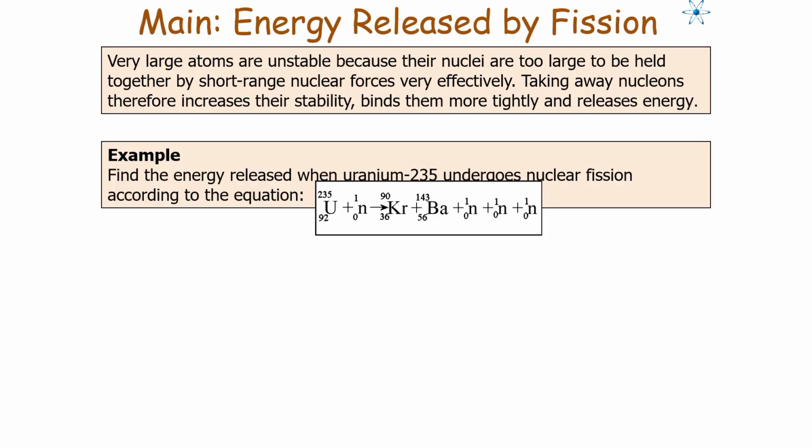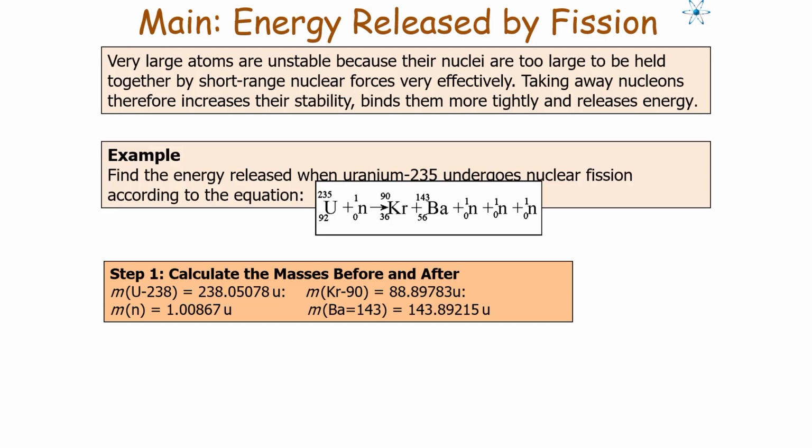So very large atoms are unstable because their nuclei are too large to be held together by the short-range strong nuclear forces effectively. Taking away the nucleons therefore increases their stability, binds them more tightly, and releases energy. So find the energy released when the uranium-235 nucleus undergoes nuclear fission according to the following equation.